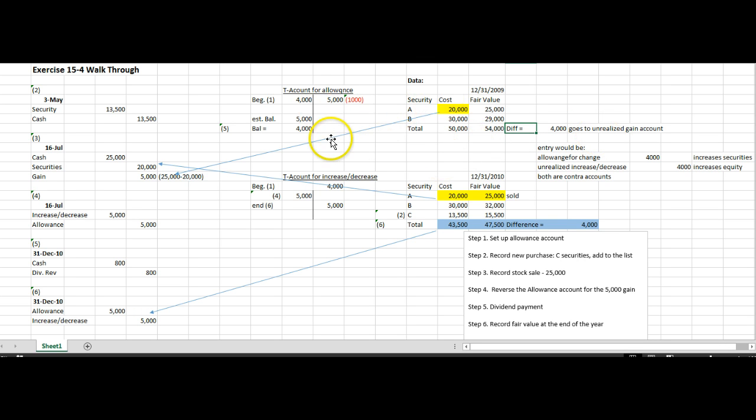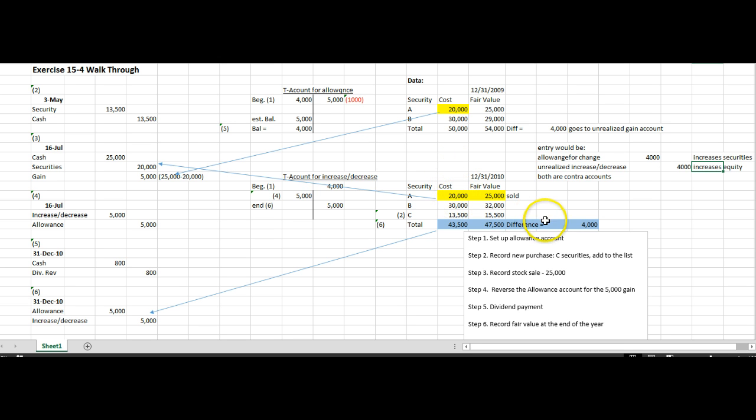And these are contra accounts, so you've got an allowance for an unrealized gain or loss, or what do we want to call it? It's an allowance for the security adjustment. And then you've got the other account, which is an increase or decrease, unrealized gain or loss. The allowance for the change increases the security amount, and the unrealized gain or loss increases an equity account. So let's get that set up first, because everything balances off of that.